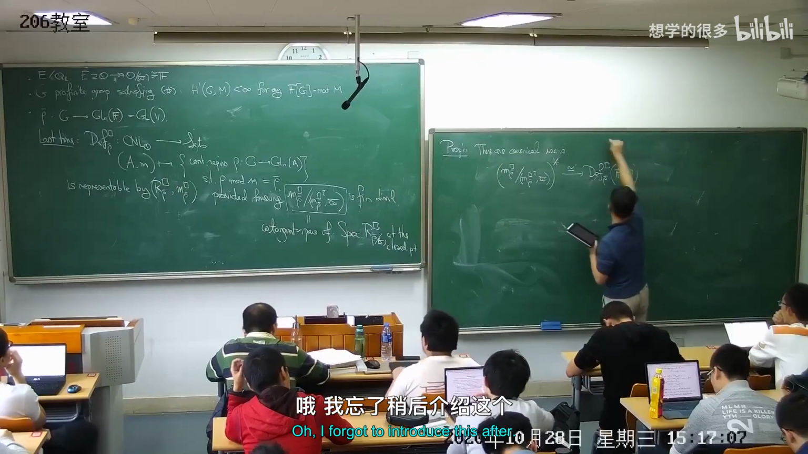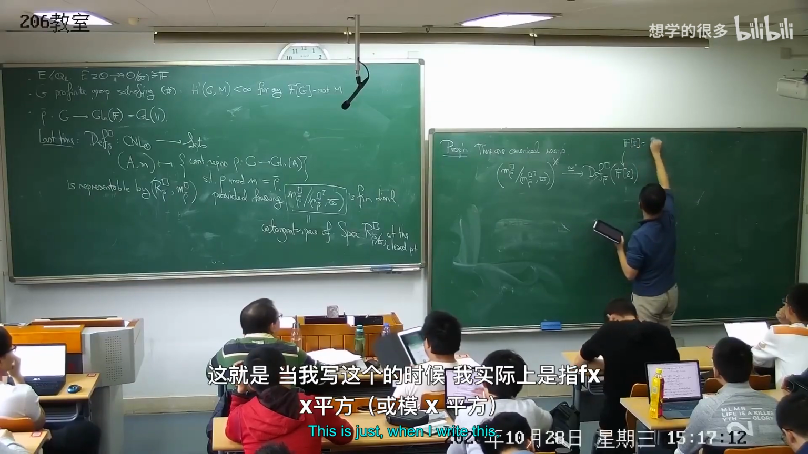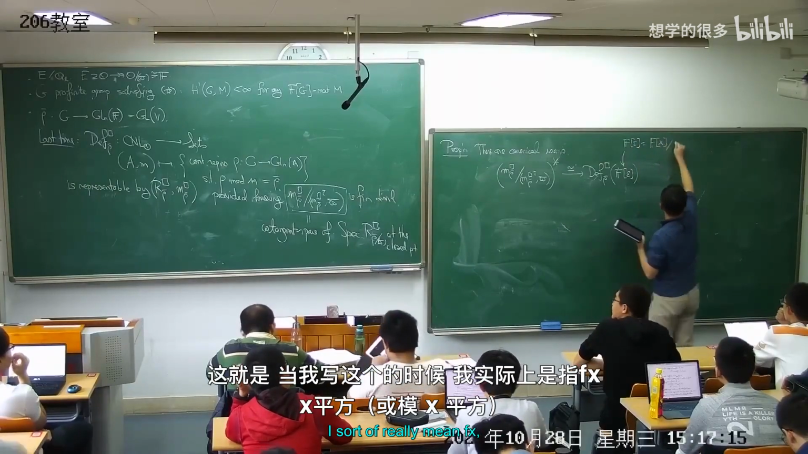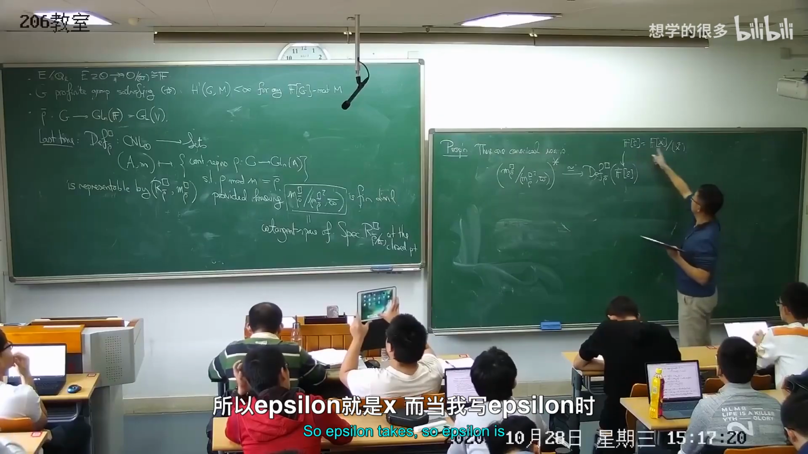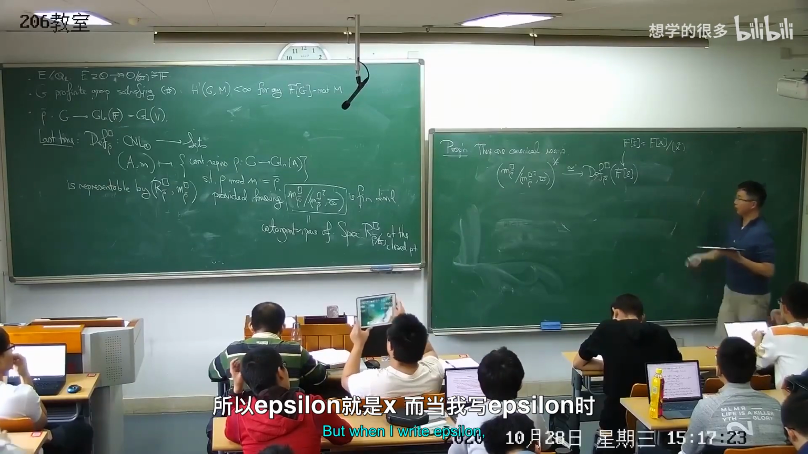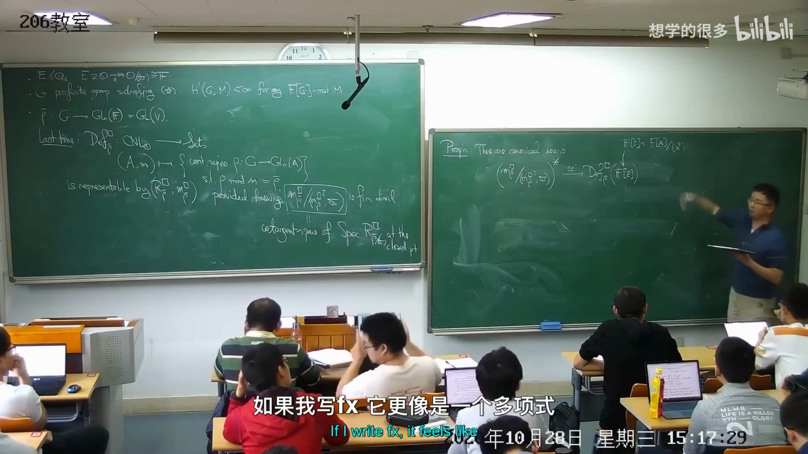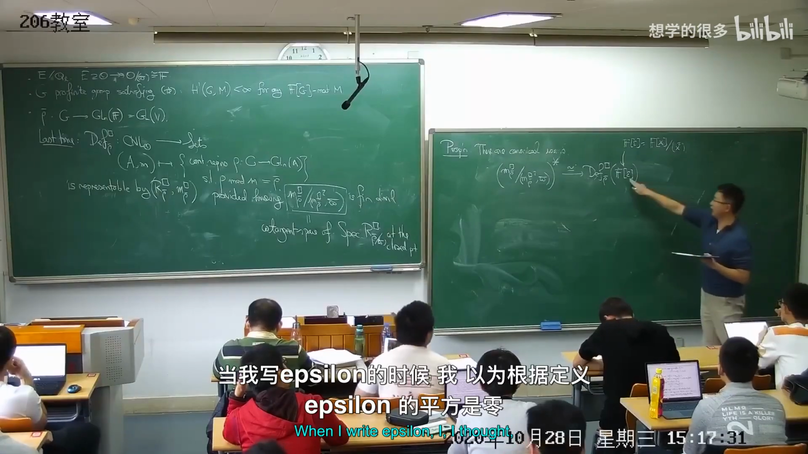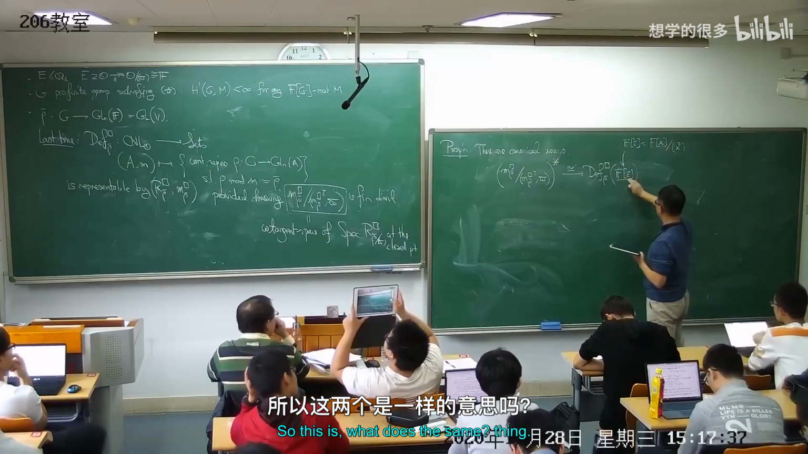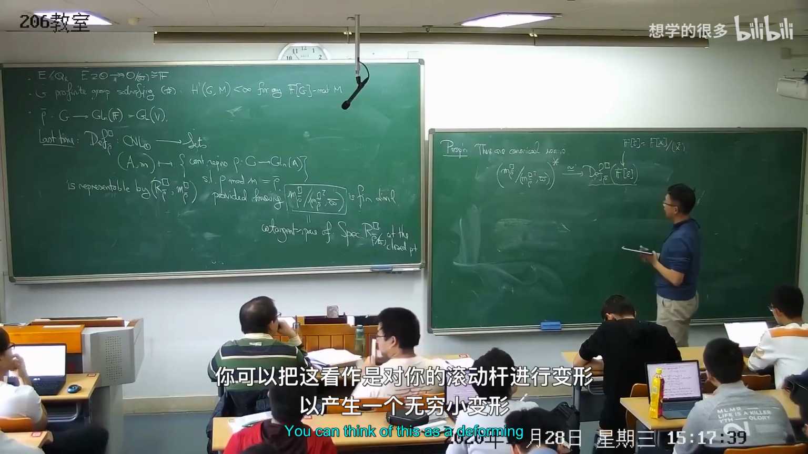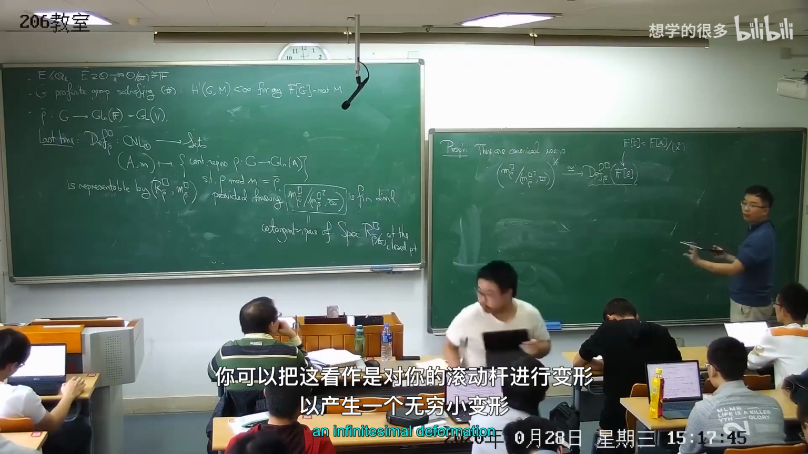Oh, I forgot to introduce this F[epsilon]. Recall, when I write this, I really mean F[x] modulo x squared. So epsilon is the same thing as x, but by definition epsilon squared is 0. If I write F[x], it feels more like a polynomial; when I write epsilon, by definition epsilon squared is 0. Okay. So what is this saying? You can think of this as making an infinitesimal deformation of your rho bar.